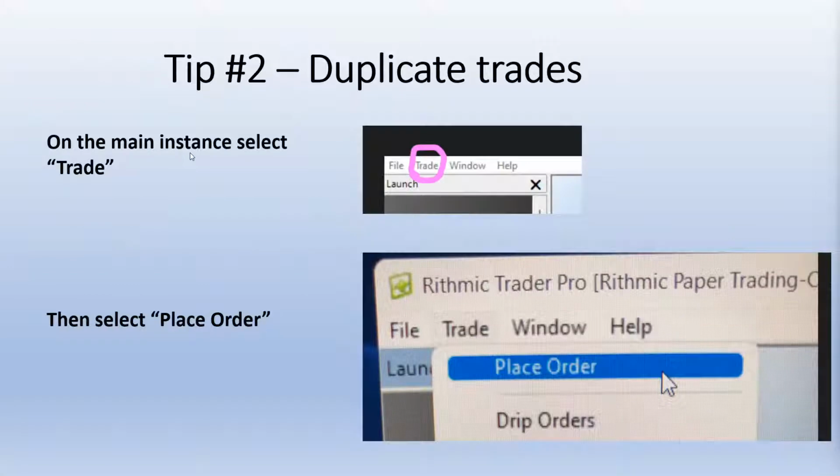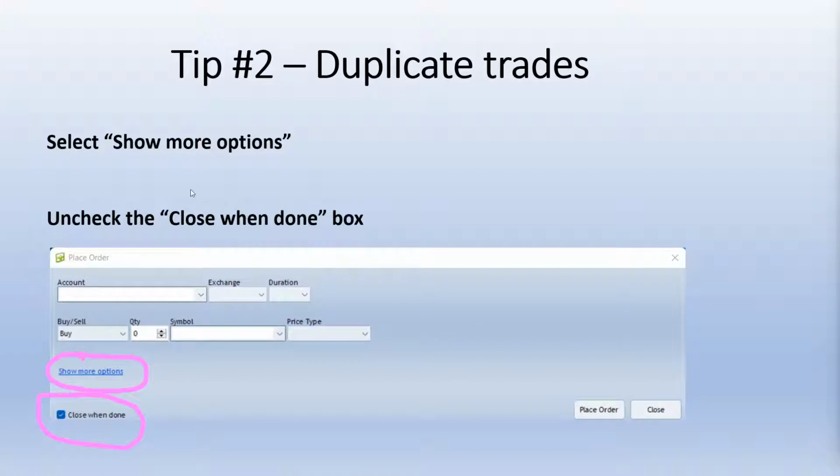With that being said, let's get into this feature. So to duplicate trades on your main instance, select trade, and then after the menu comes up, hit place order. That's going to bring up this tab, and what you want to do is select show more options and hit close when done. You want to uncheck this box so this will stay up after you're done placing your first trade. You want it to open this up every time you're placing a trade.